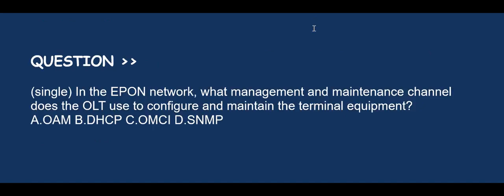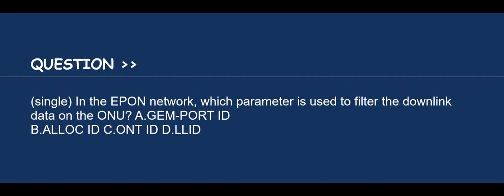Next one. In the EPON network, what management and maintenance channel does the OLT use to configure and maintain the terminal equipment? Option A OAM, option B DHCP, option C OMCI, option D SNMP. Option A is correct. Next one, in the EPON network, which parameter is used to filter the downlink data in the ONU? Option A GEM port ID, option B ALOC ID, option C ONT ID, option D LLID. Correct answer is option D.